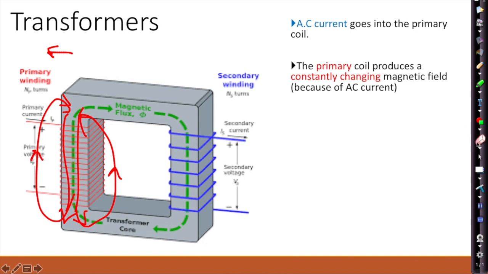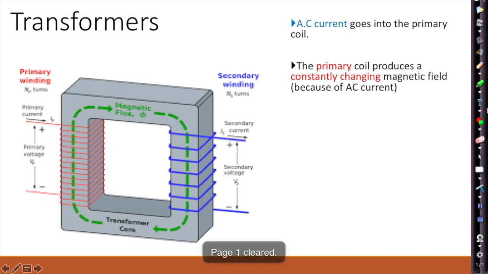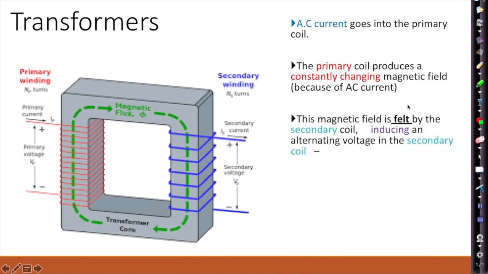So we've already heard some science about what happens with changing magnetic fields. The changing magnetic field is felt by the secondary coil. It is guided by the iron core, and it's felt by these wires here. These wires here are in that changing magnetic field. So this creates an alternating voltage in the secondary coil.